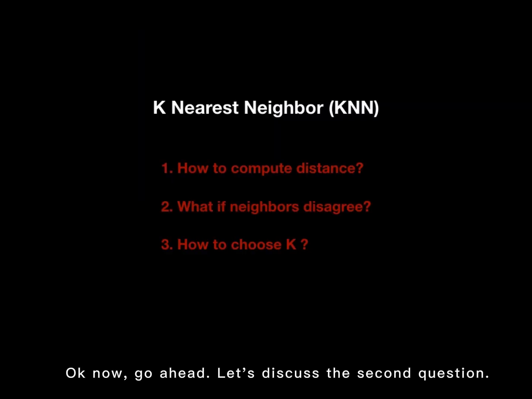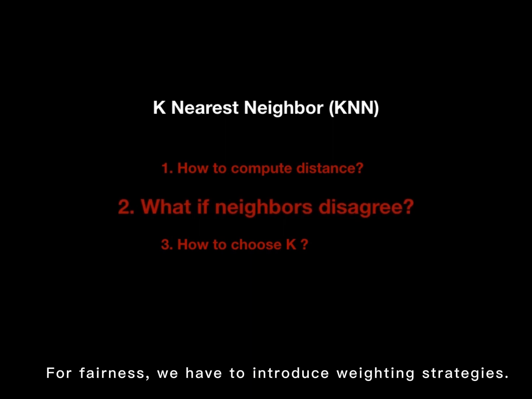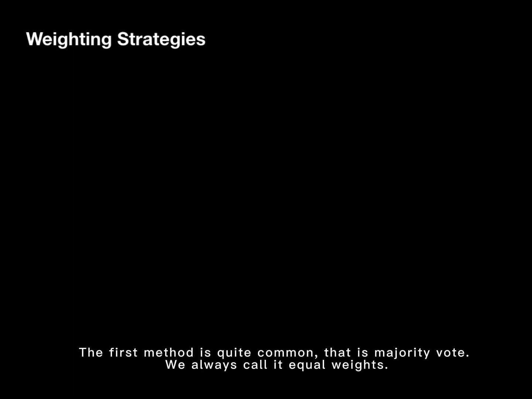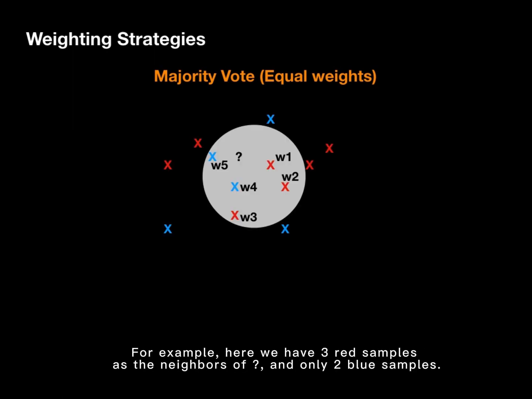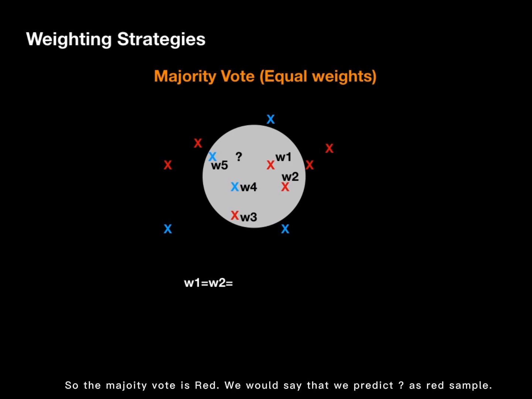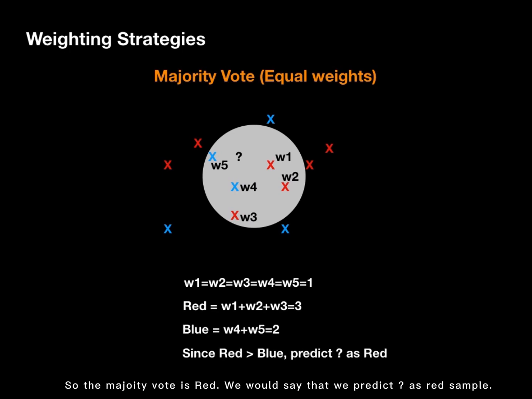Okay, now let's discuss the second question. For fairness, we have to introduce weighting strategies. The first method is quite common, that is majority weight. We also call it equal weights. In other words, we regard all of the neighbors of the testing instance equally. For example, here we have 3 red samples as the neighbors of the question mark, and only 2 blue samples. So the majority weight is red. We will say that we predict the question mark as a red sample.